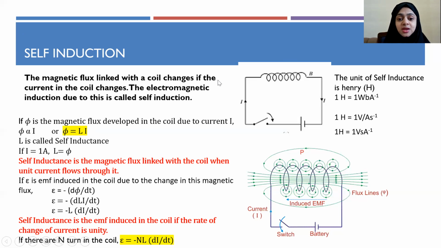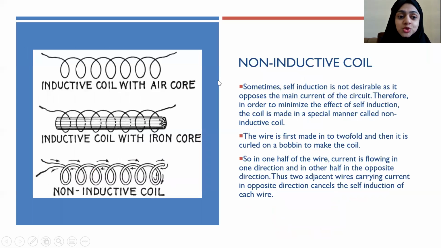Now, let us see what is meant by mutual inductance. Or before that, I would like to discuss with you a special concept called non-inductive coil. Now, sometimes self-induction is not desirable. Why? It opposes the main current of the circuit.